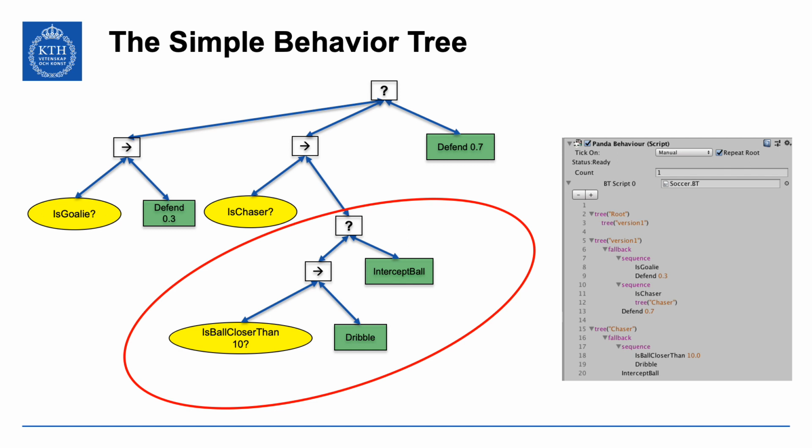The main tree first checks if you're a goalie, then you defend. If you're the chaser, you go into the subtree of dribbling and intercepting the ball, and else you do some generic defensive maneuvering. And as you can see, there's no passing in this game. The goalie is just standing there. It doesn't try to clear the ball. There's no offensive maneuvering, so it's very simple. Okay, so the subtree is over there. The right-hand side is how it's going to look in Unity.